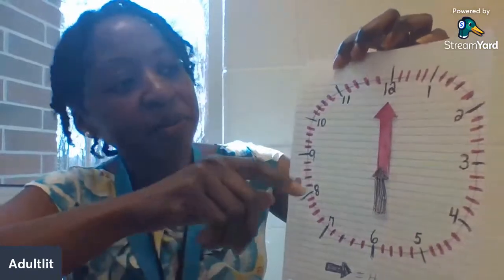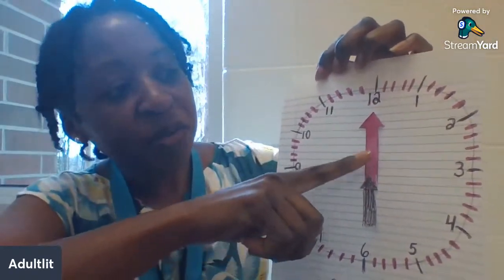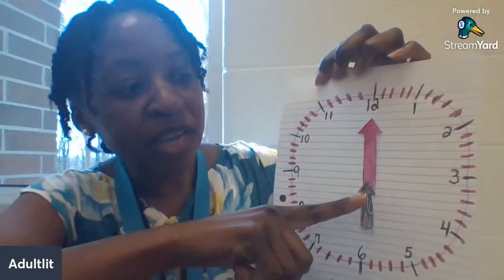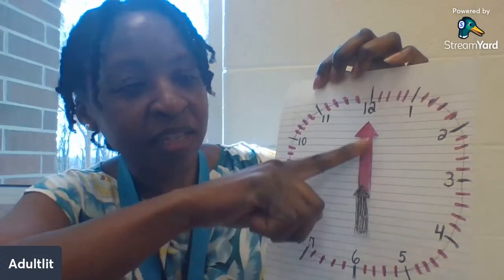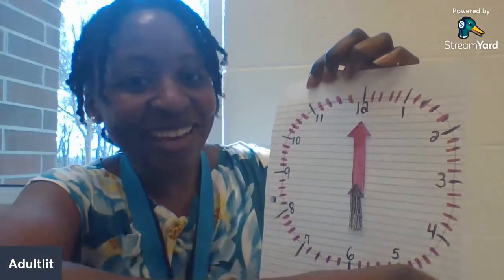So right now, it is showing 12 o'clock. When you see the long pink minute hand towards the 12 and also the little short hand towards the 12, that's showing 12 o'clock. Okay?